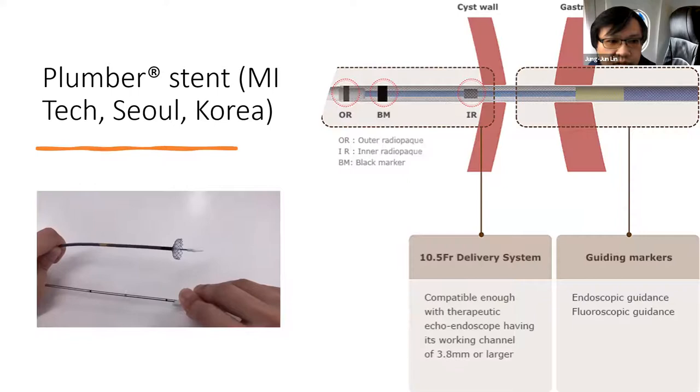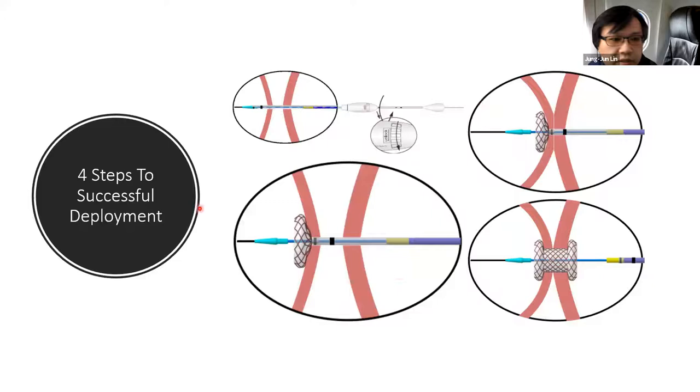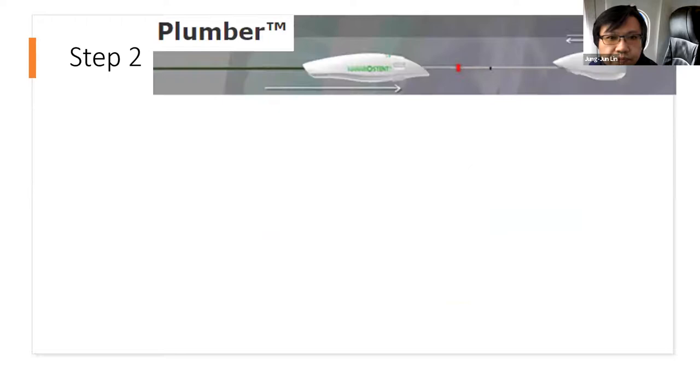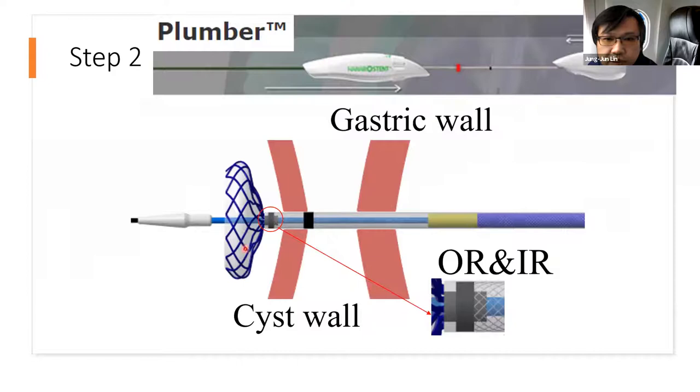Okay. So there are four steps to have a successful deployment. In step one, make sure the inner radio-opaque marker has passed through the target wall. Then immobilize the inner shaft by holding the shaft handle. Then slowly pull the outer sheath to start to deploy the stent until the first flange is open. Just hold and stop the deployment.